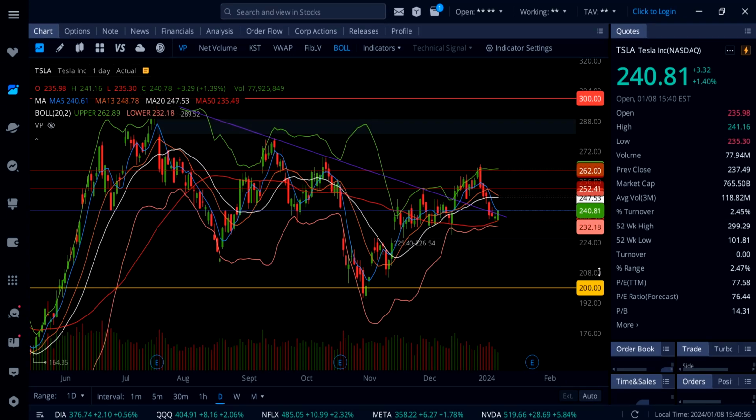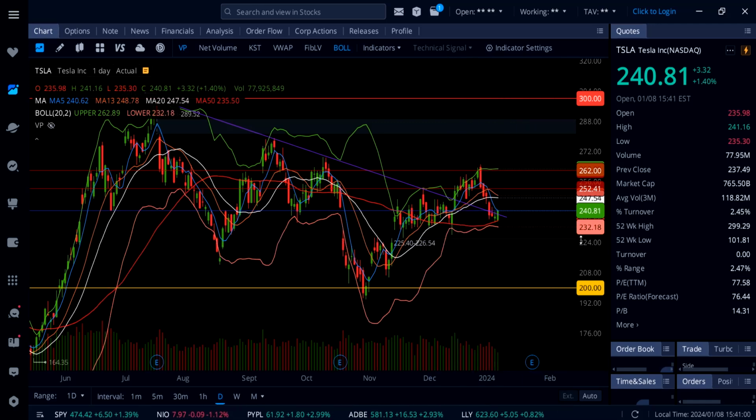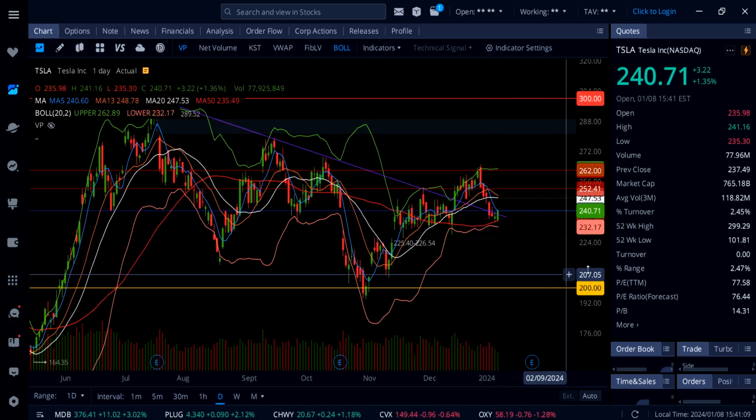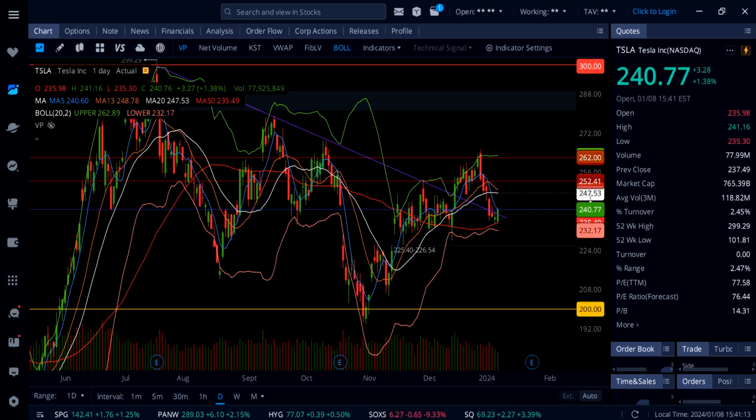On Tesla stock, it's up 1.40%, and Tesla is now trading close to 241. So this is going to be a big level to watch on Tesla. As long as Tesla can hold right here at 241, the next stop and the resistance on top would be 247.53 and then 252.